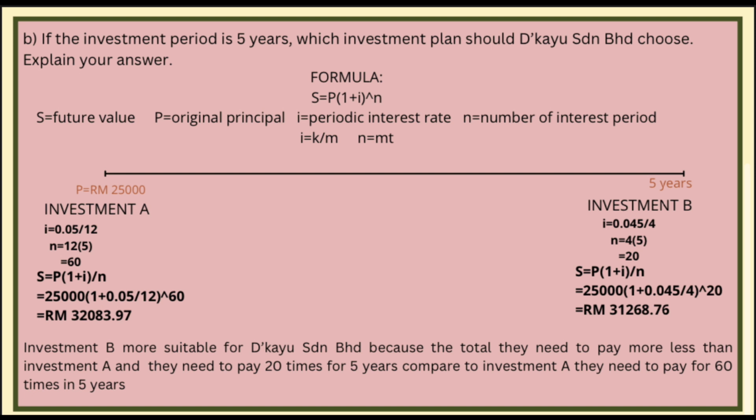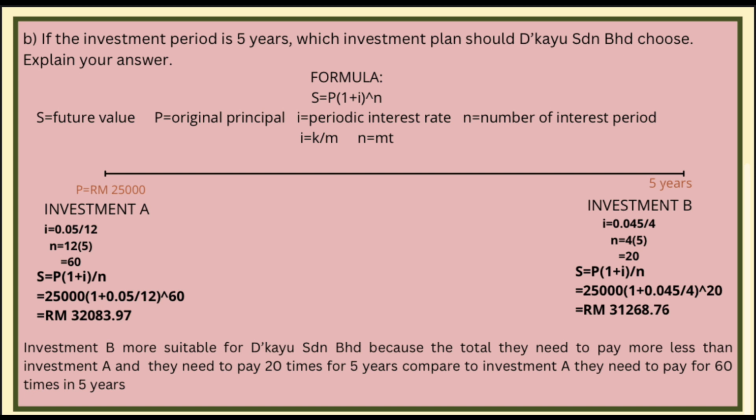The formula is S equals P (1 plus I) to the power of N. S is the future value, P the original principal, I the periodic interest rate, and N the number of interest periods. I equals K over M, and N equals M multiplied by T. K is the annual nominal rate, and M the frequency of conversion. If you want the detail, you can go back to our previous slide for question A. So for this question, P is 25,000 and T is 5 years.